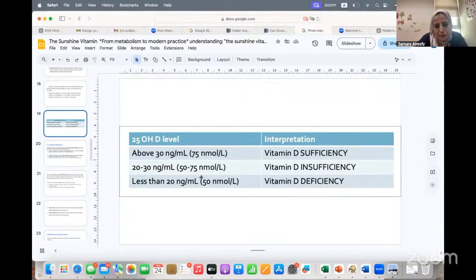So what is the rationale behind calling something insufficient, deficient, sufficient? What's the basis? There are three different levels. Why are they three different? And the clinical manifestations of rickets: those who are insufficient may be asymptomatic.